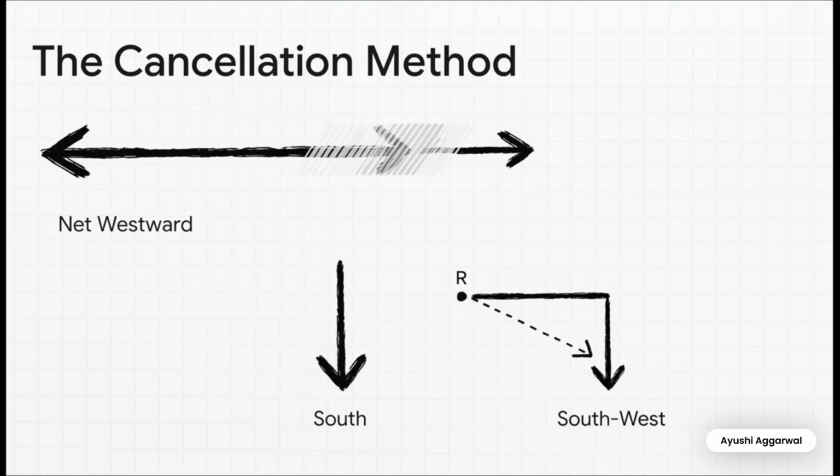So here's where a powerful shortcut comes in handy. We can call it the cancellation method. Just cancel out the opposite movements. Vikram went 7 kilometers west, but then came back 4 kilometers east. So his net westward movement is 7 minus 4, which is 3 kilometers west. And he also went 2 kilometers south. So his final position from the start is 3 kilometers west and 2 kilometers south, which is the southwest direction.